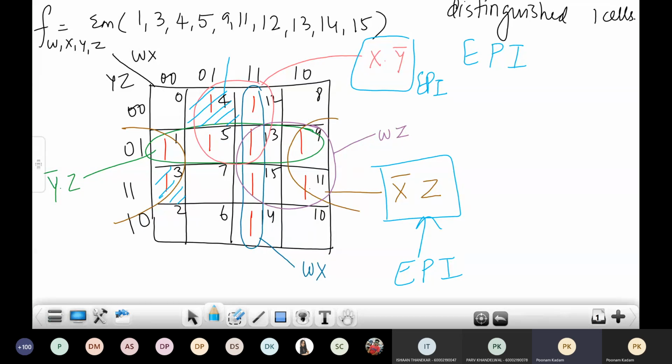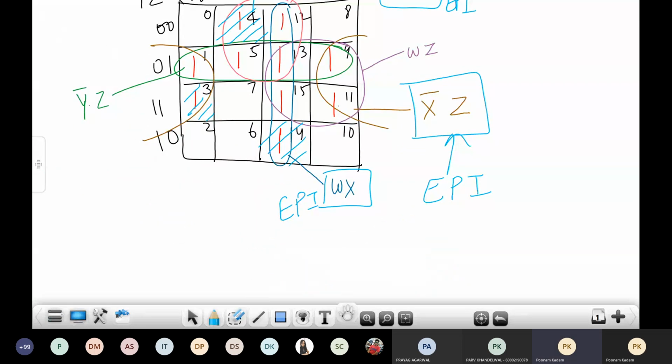Any other distinguished one cell? Yes, cell number 14. This is also a distinguished one cell because it is being covered by only one prime implicant, which is WX. So WX is also an essential prime implicant. So one thing is clear that the minimal expression must include these three essential prime implicants, because otherwise these distinguished one cells which we have identified will not get covered by the minimal expression.